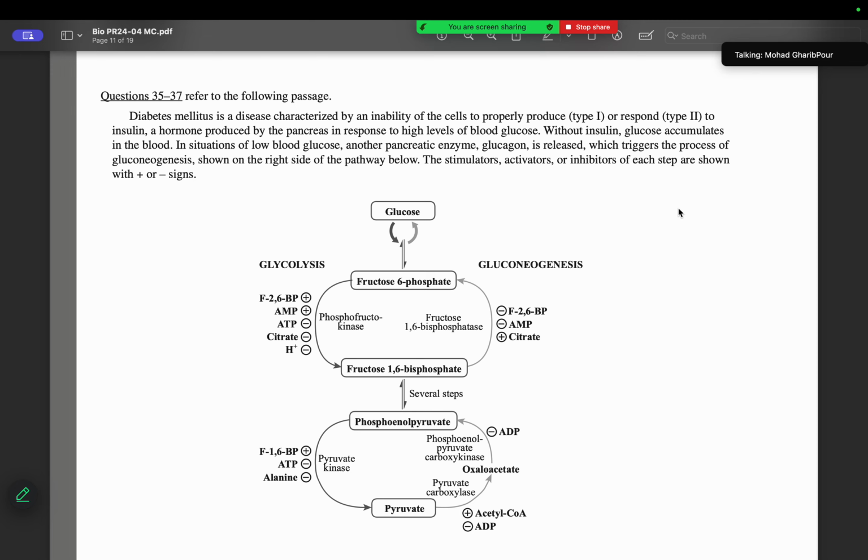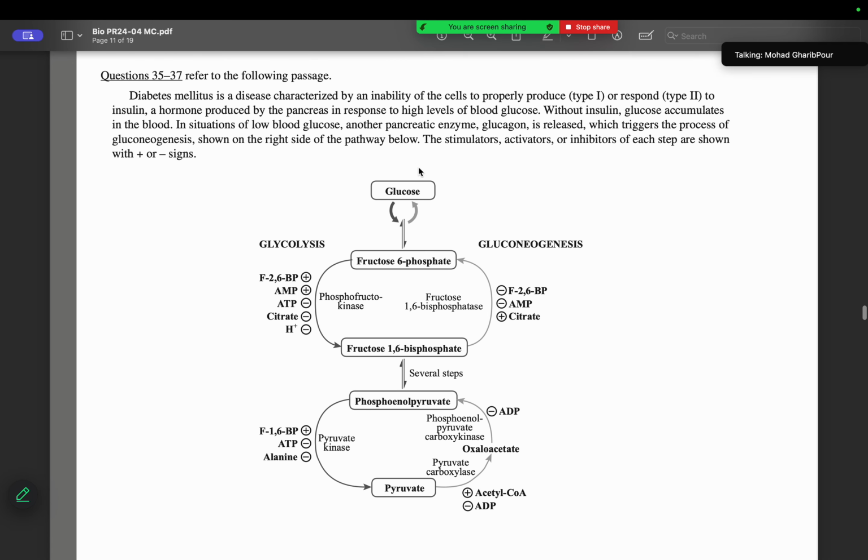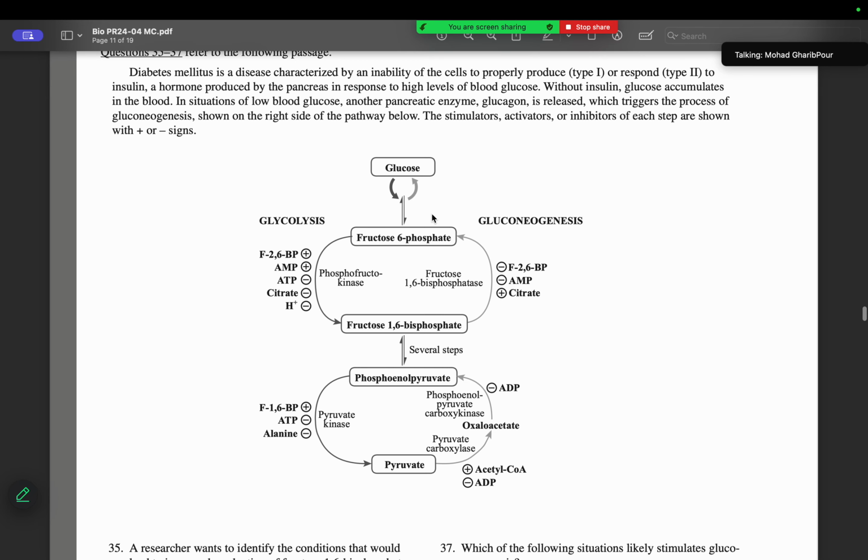In situations of low blood glucose, another pancreatic enzyme, glucagon, is released, which triggers the process of gluconeogenesis, shown on the right side of the pathway below. So this side. The stimulators, activators, or inhibitors of each step are shown with positive or negative signs.